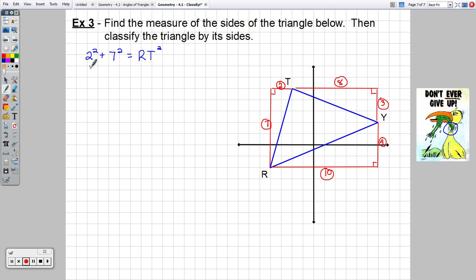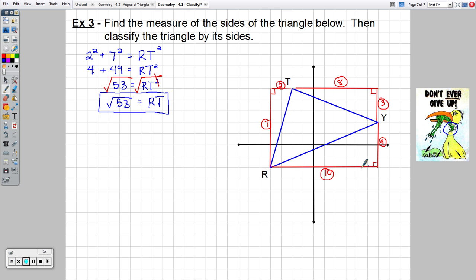So this would be 4 plus 49 equals RT squared. That's 53 equals RT squared. So RT, you take the square root of both sides to get RT by itself. The length of RT, square roots cancel. Left with the square root of 53 equals RT. So that is one of the measures. This is one part of our answer. I'm going to box that in and do the same thing again, same idea, Pythagorean theorem, for this triangle here and this triangle here.